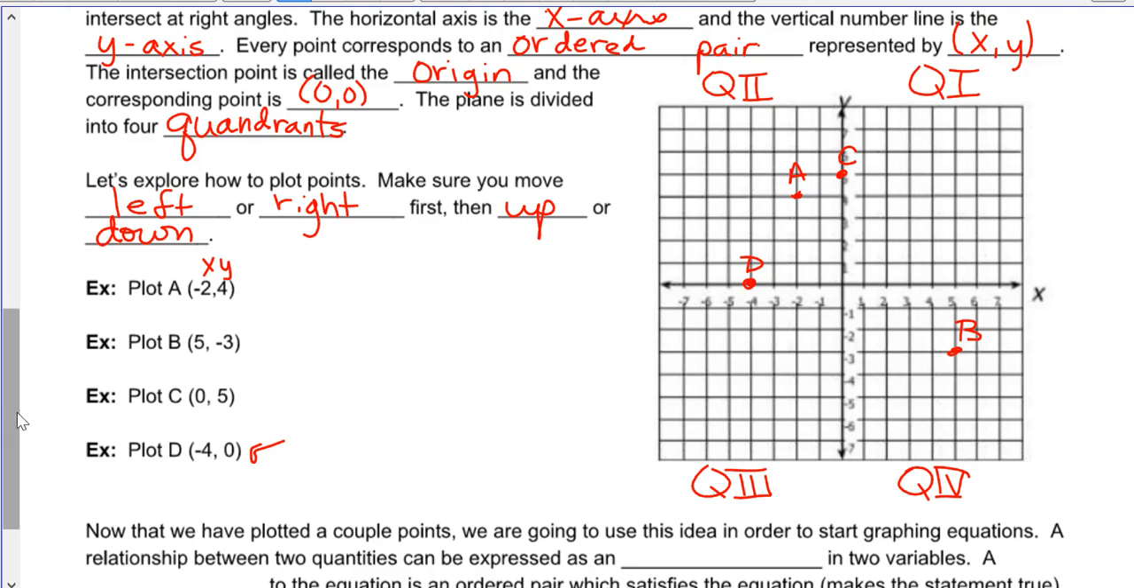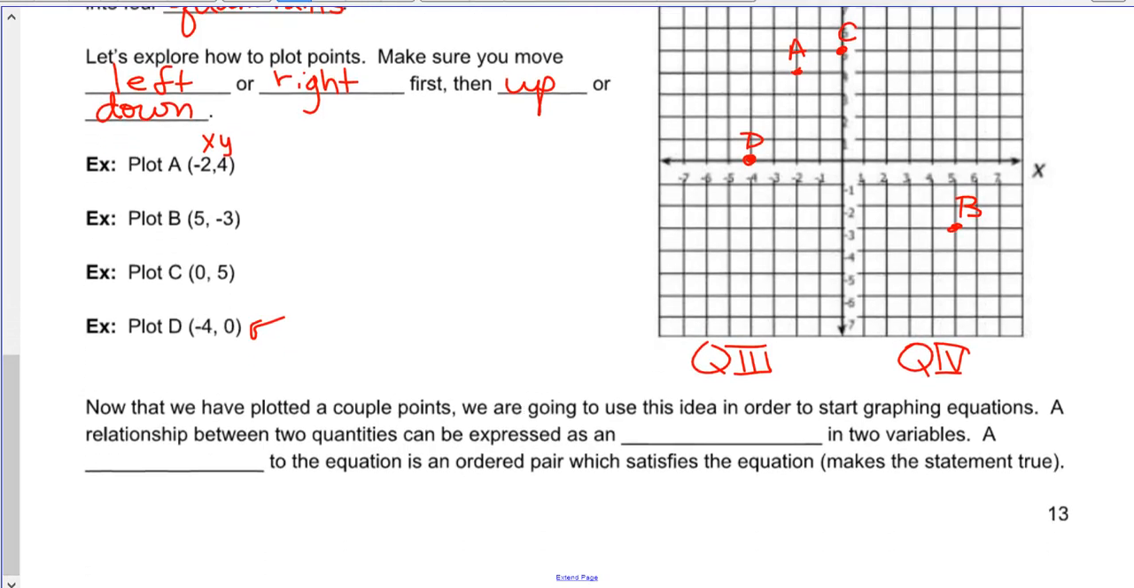Okay? Now that we have plotted a couple points, we're going to use this idea in order to start graphing some equations. So a relationship between two quantities can be expressed as an equation in two variables. A solution or answer to the equation is an ordered pair that satisfies the equation, or it makes the equation true.